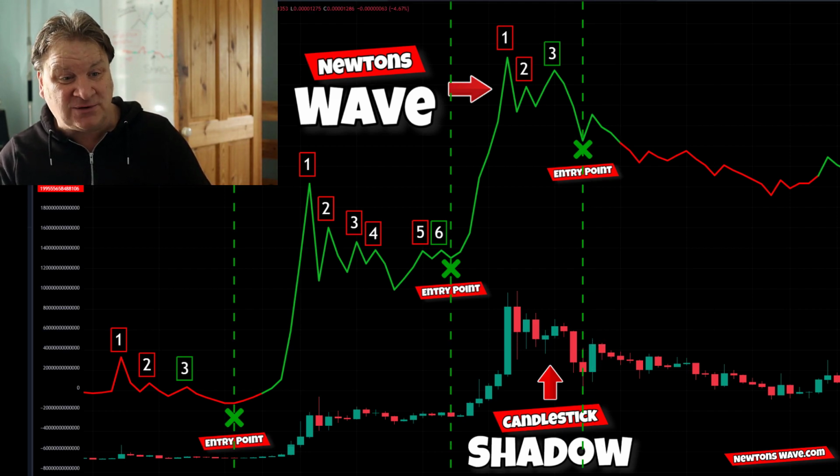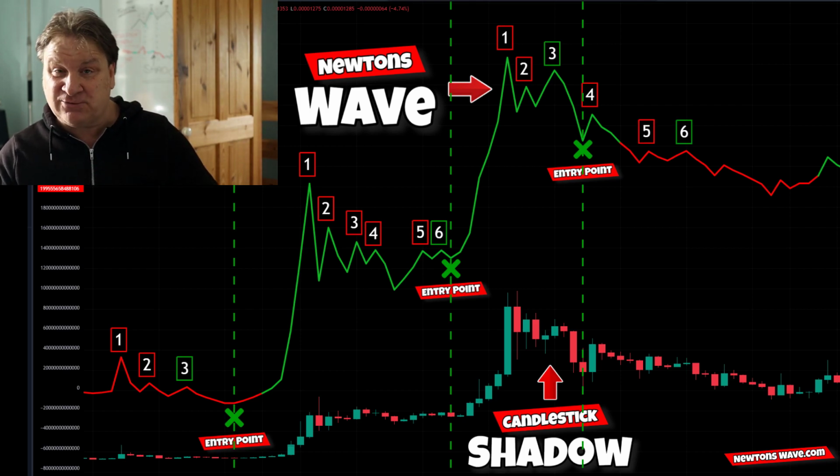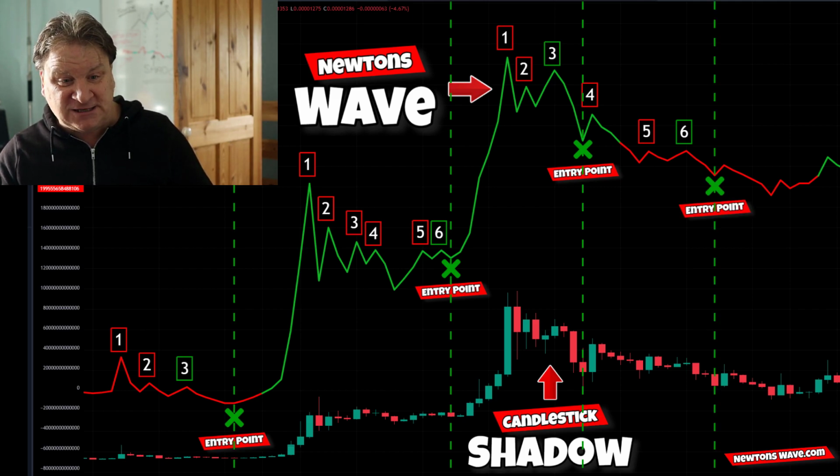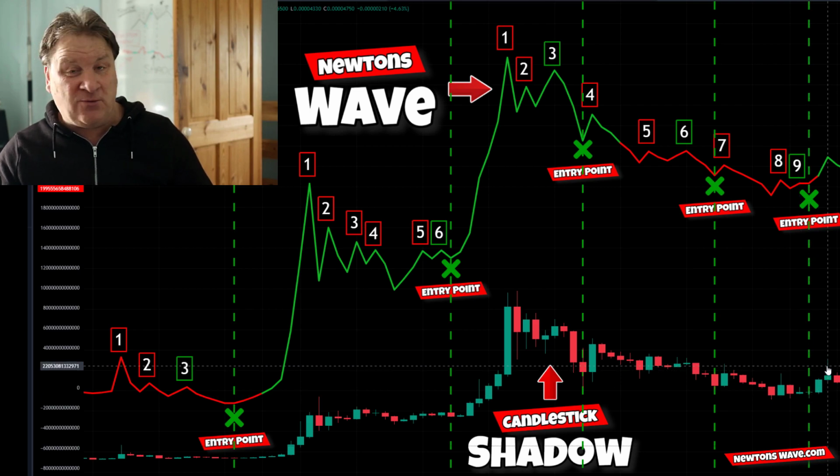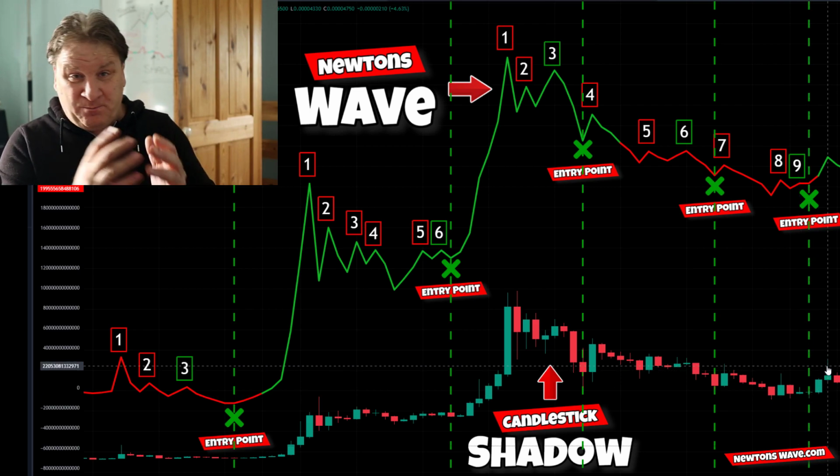Let's keep on counting. Then we would have done 4, 5, 6. Remember, everything's divisible by 3. Then we would have come in at this price point. Now have a look. We would have made a gain on that. We'd have then come off, and then we would have gone 7, 8, 9. We would then come in where that vertical line is right there, and that would have been our entry point, and hey presto, we've made more gains.